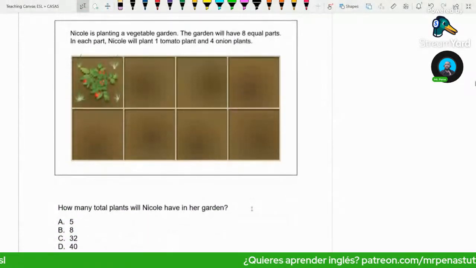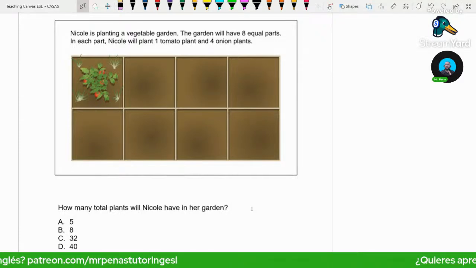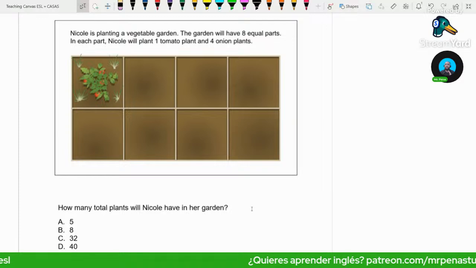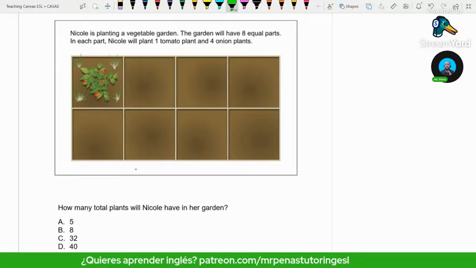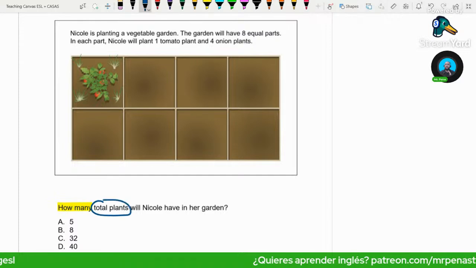Nicole is planting a vegetable garden. The garden will have 8 equal parts. In each part, Nicole will plant 1 tomato plant and 4 onion plants. How many? So that's the question, part of the question. How many total plants will Nicole have in her garden? Total plants.